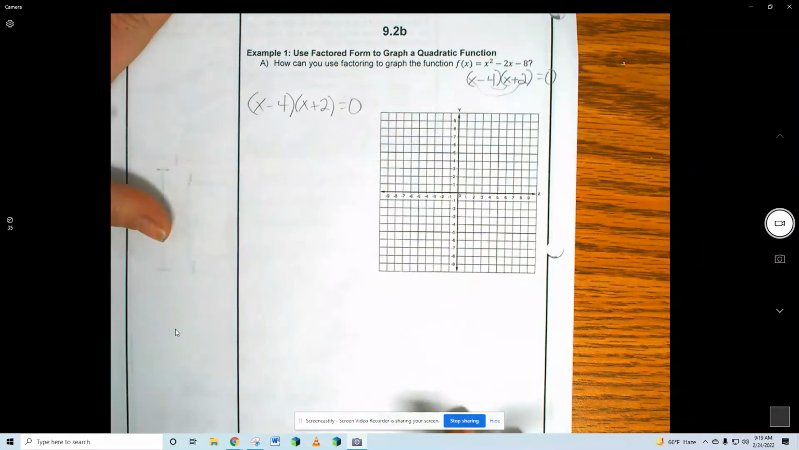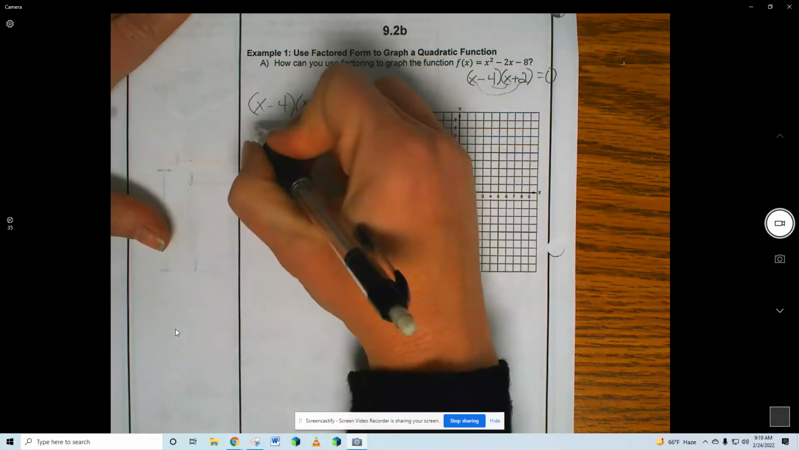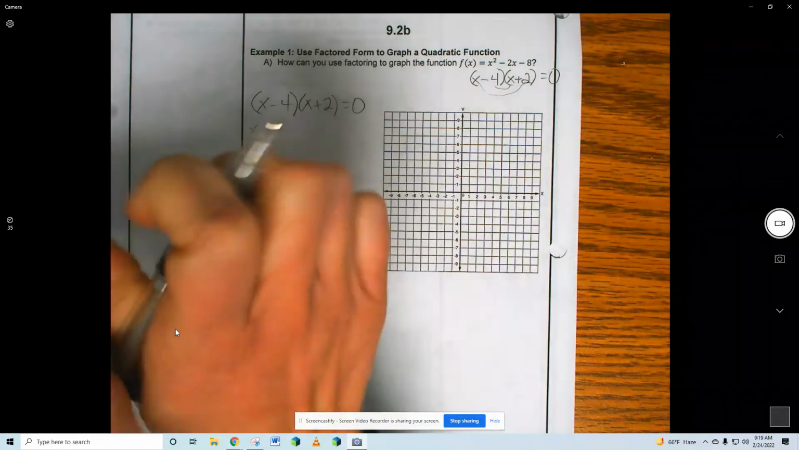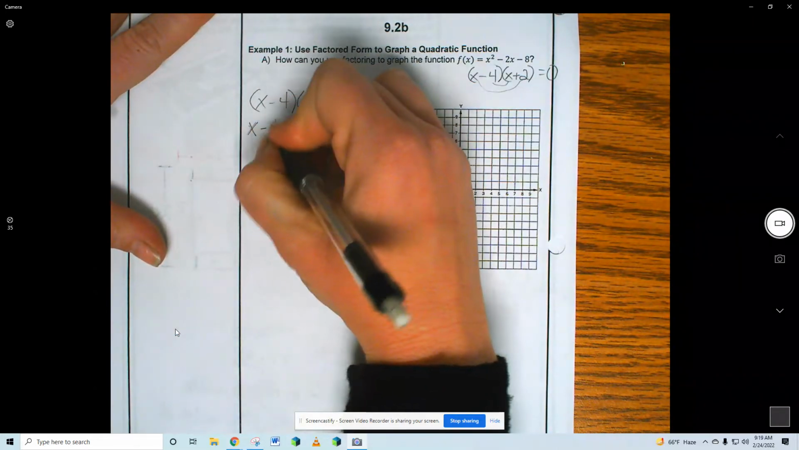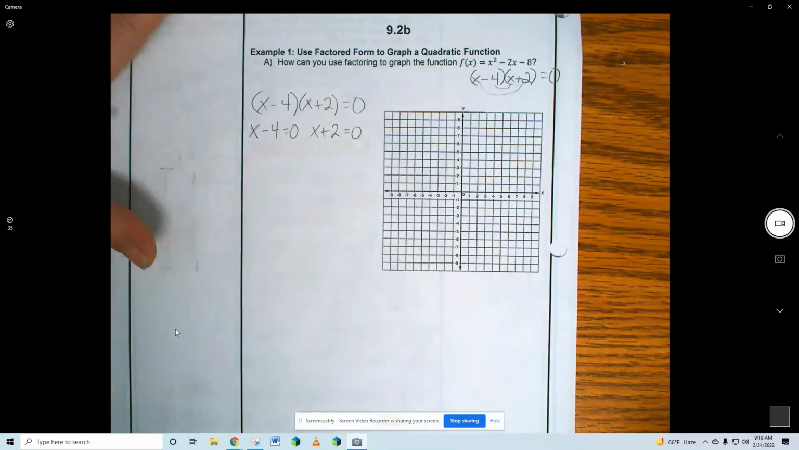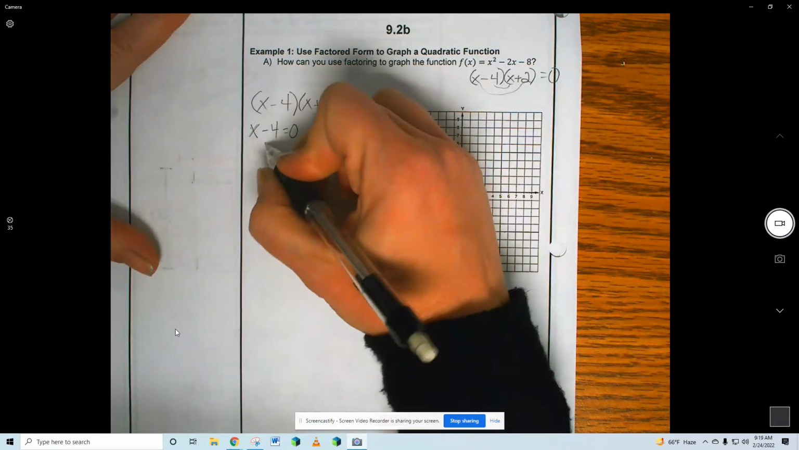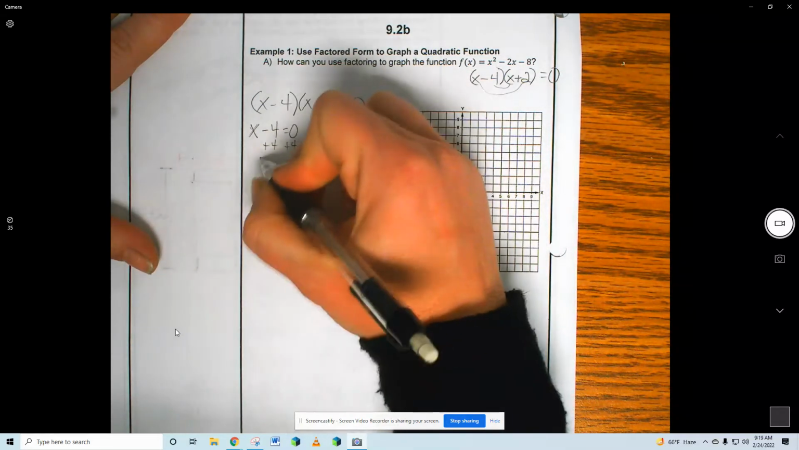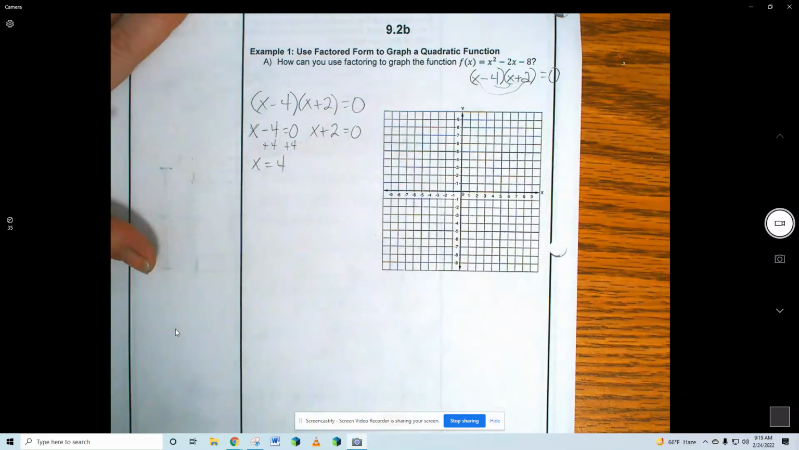Since I'm really small on space, I'm going to solve using the zero product property. x minus 4 equals 0. x plus 2 equals 0. And you guys can do this in your head. The answer is the opposite sign.